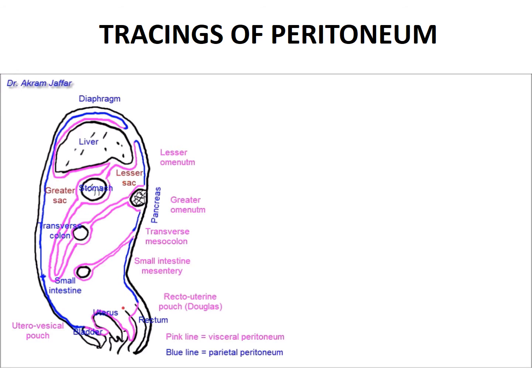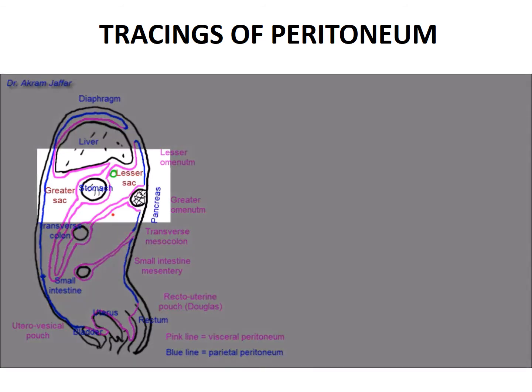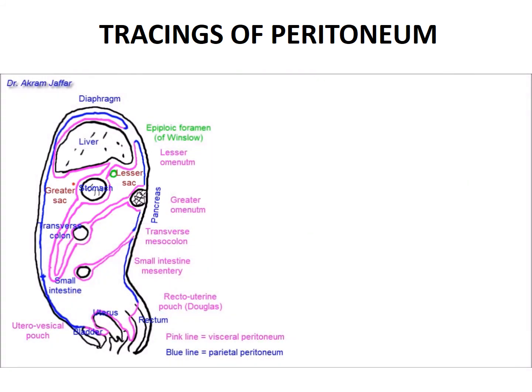This recess communicates with the greater sac through an opening. This is the approximate site of the opening. It is said to be located in the free border of the lesser omentum, and it is called the epiploic foramen, or the foramen of Winslow. It represents the only communication between the greater sac and the lesser sac. This arrow here goes from the greater sac into the lesser sac through the epiploic foramen, and this is the only natural communication between the two.